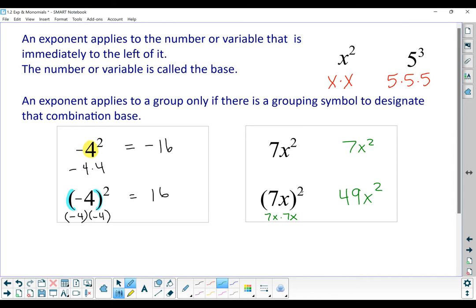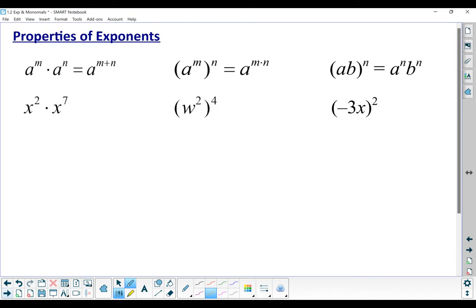So you can think of that power of 2 as applying to the 7 and applying to the x. That's where we get the 49. But just make sure that in order to do that, the grouping symbol has to be next to the squared, and that tells us that the power applies to the 7 and the x.